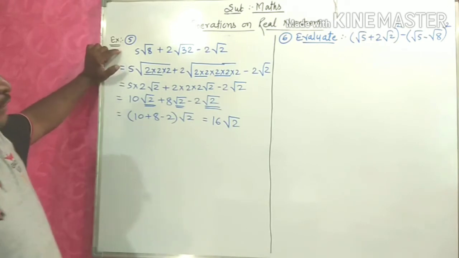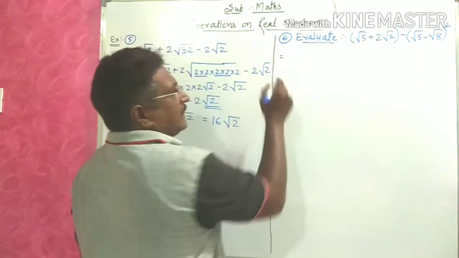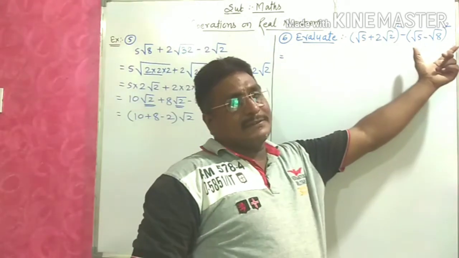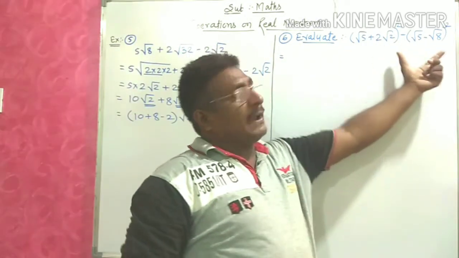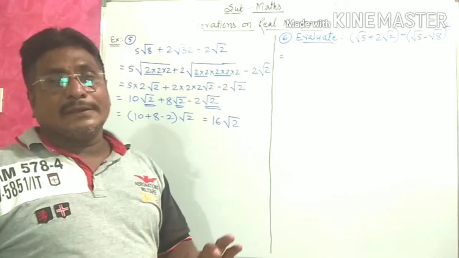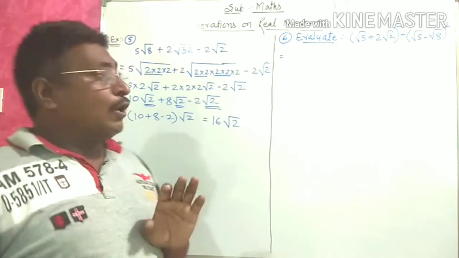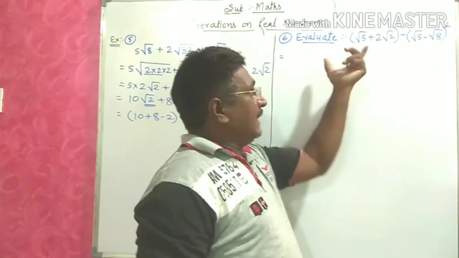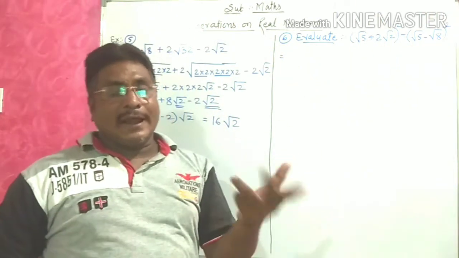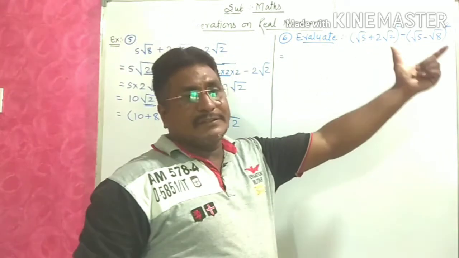Understood, students? Now we will go on to the sixth example. In the sixth example, again it is based on the identity a square minus b square. So what is a square minus b square? a plus b into a minus b. This identity you can use, or simplify it separately. a plus b whole square, a minus b whole square. Out of the two, any one identity you can use here. So we will go separately, we will simplify it.